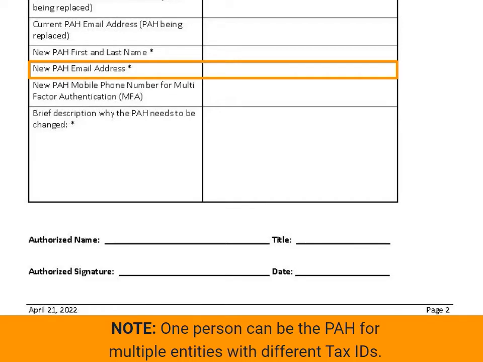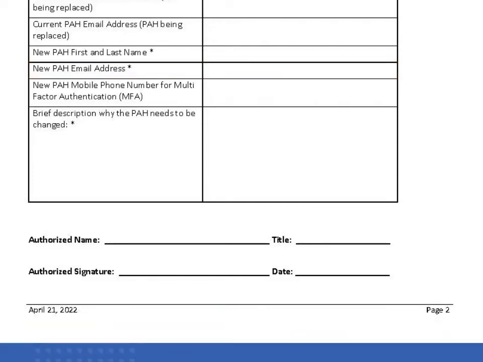Any email address already used to access the MES Provider Portal by a PAH or delegate cannot be submitted on a PAH form because it is already associated with a tax ID. The next item is not required, but it is helpful if the new PAH would like to use their mobile phone for multi-factor authentication, or MFA. For increased security, each time a PAH logs into MES, they will be asked to complete this authentication step via email or mobile phone before being allowed to access the portal.